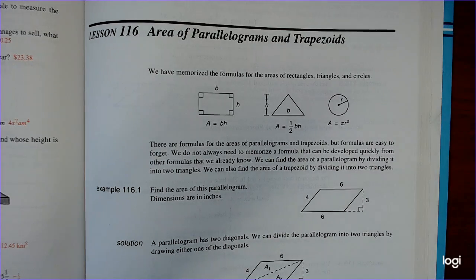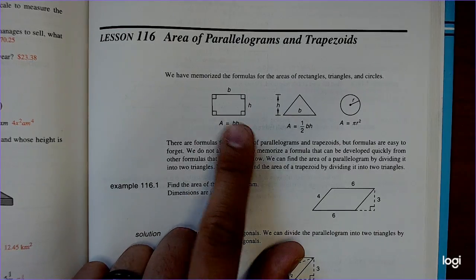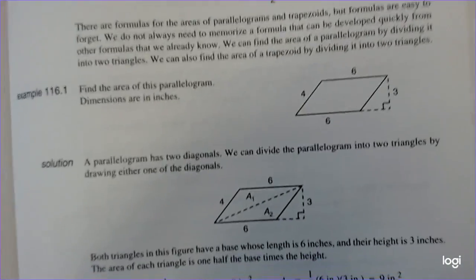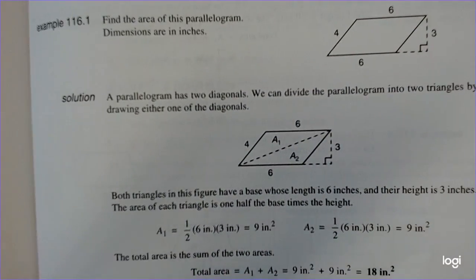Pre-algebra lesson 116, area of parallelograms and trapezoids. Okay, so I believe I've already told you guys the way we find area of parallelograms is base times height, right? So the area is going to be the base times the height, and the way they're explaining that right now is by showing you the double triangle dissection.